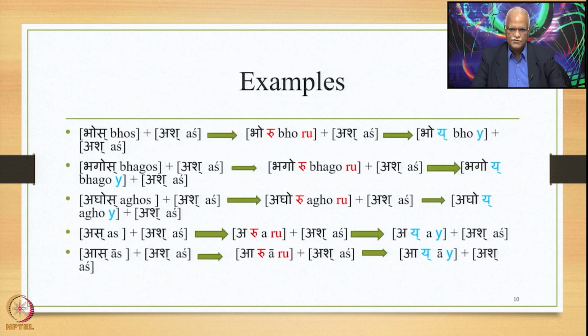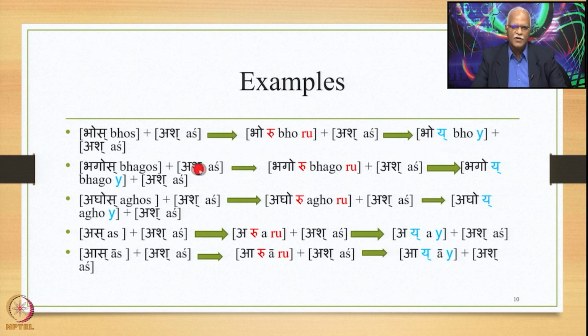These are the template examples. So we have bhos plus ash, and this sa first of all becomes ru. So bhoru plus ash, and then this ru is substituted by ya. Since this ru is part of bhos and ash is following immediately, this ru gets substituted by ya. The derivation process does not end here, as we shall see next.